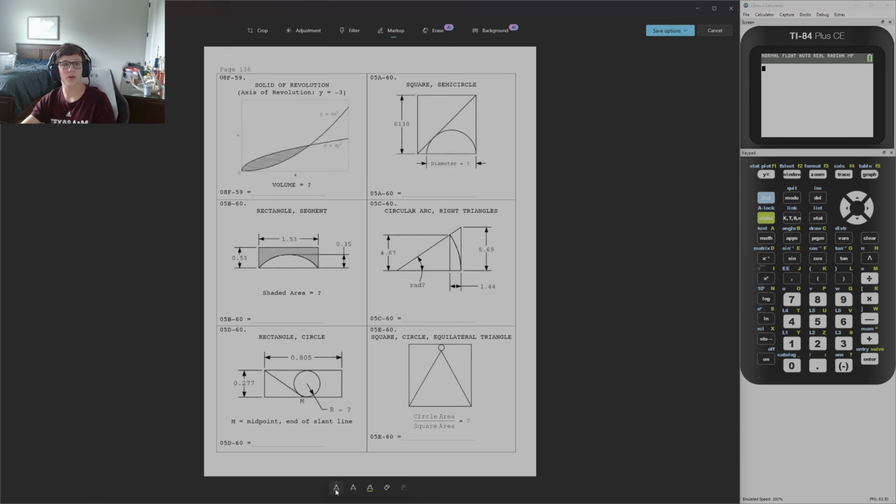All right, so today we're looking at problem 08F-59. It involves calculus, which is good practice for most of us. And I'm going to try my best to avoid having bad handwriting.